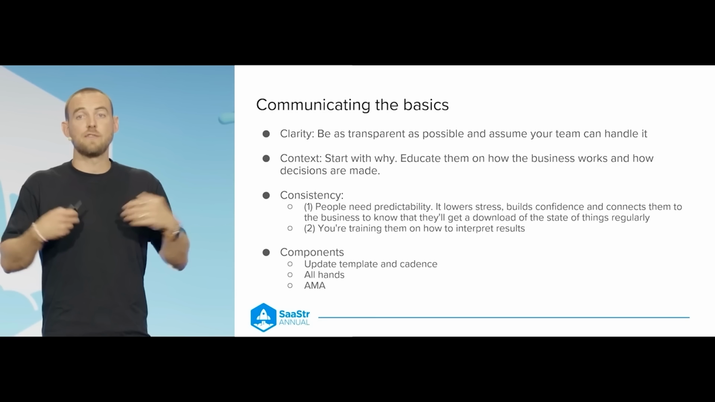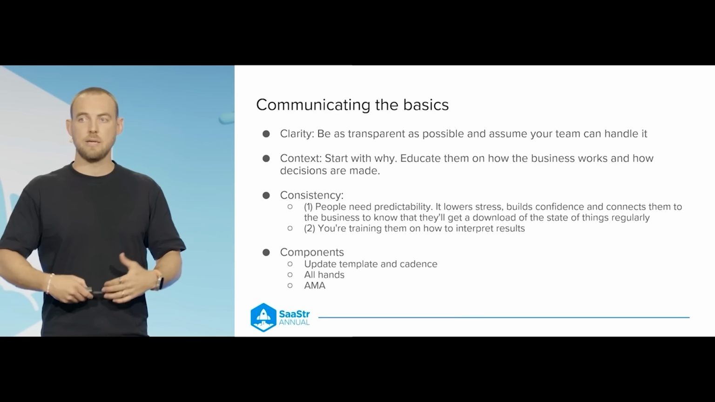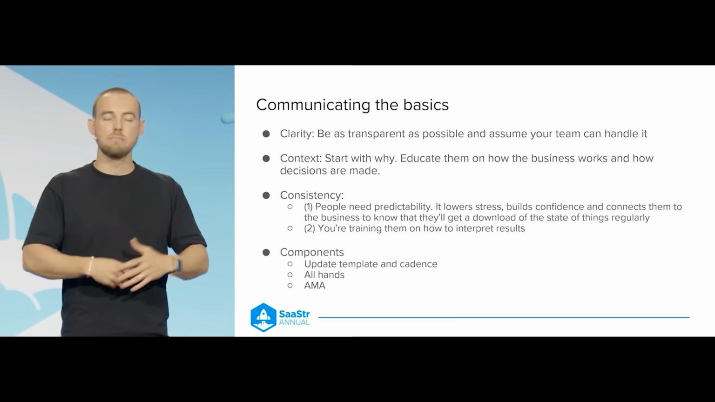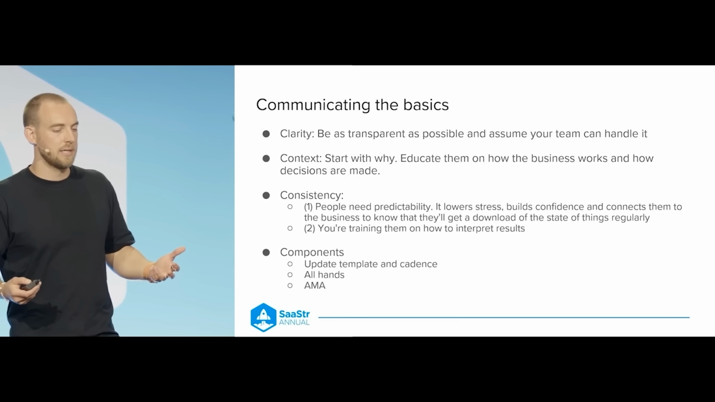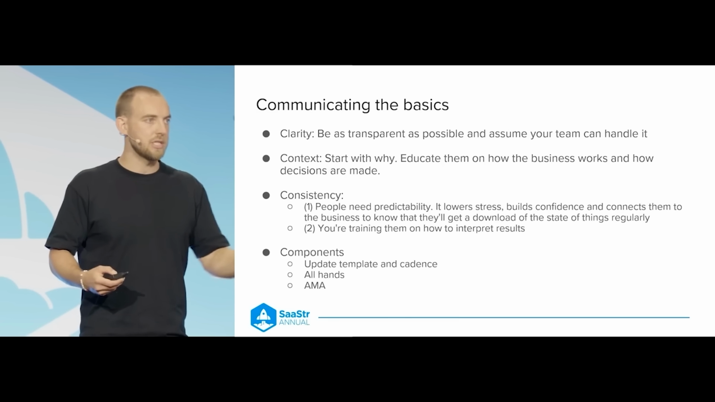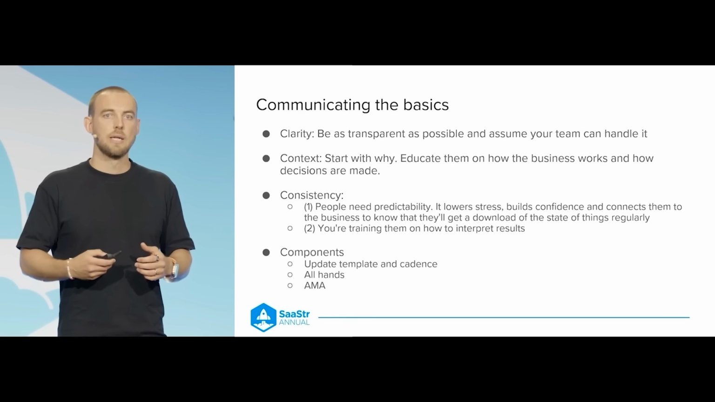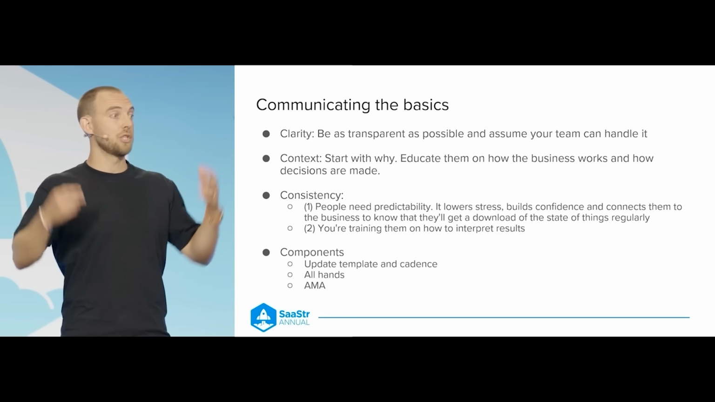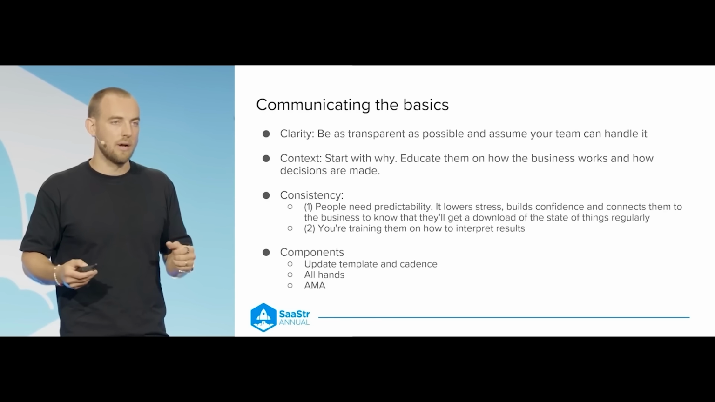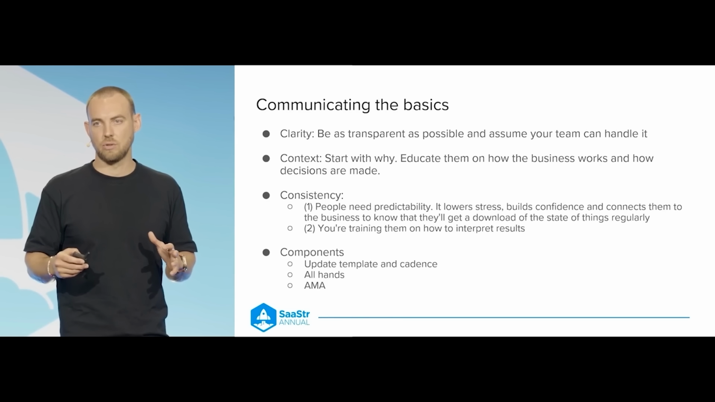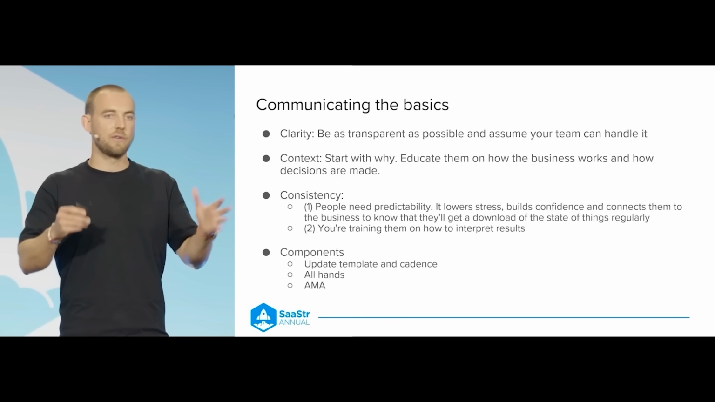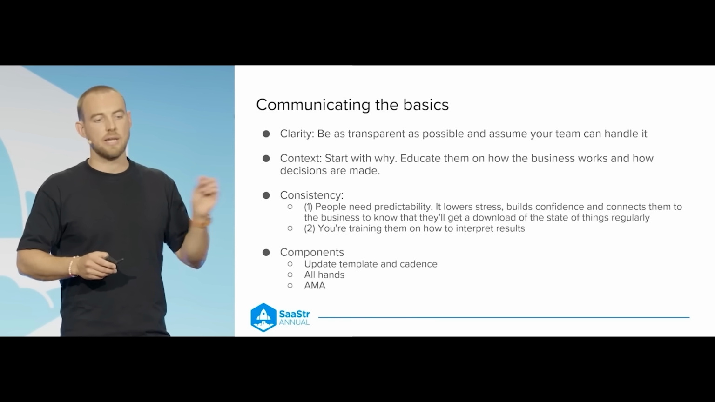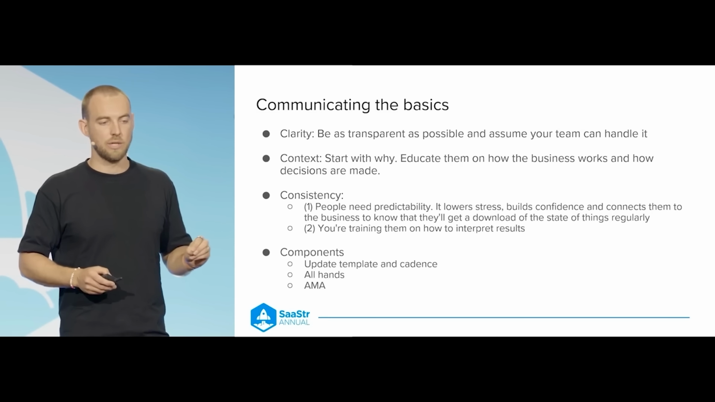So I default to transparency. I want to tell my team, my leaders, my individual contributors as much as possible about the business so that they can be high context individuals to make good decisions when things are ambiguous, to feel like they are connected to the mission, connected to the vision. They know what's going on. People hate feeling out of control. It causes so much stress when people don't feel like they know where they're going. And so communicating as much context as possible is really critical.